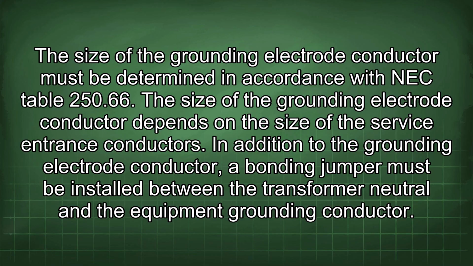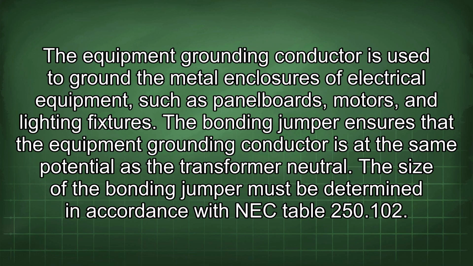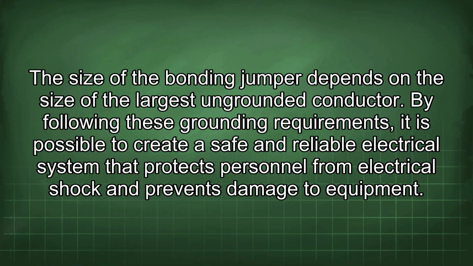In addition to the grounding electrode conductor, a bonding jumper must be installed between the transformer neutral and the equipment grounding conductor. The equipment grounding conductor is used to ground the metal enclosures of electrical equipment, such as panel boards, motors, and lighting fixtures. The bonding jumper ensures that the equipment grounding conductor is at the same potential as the transformer neutral. The size of the bonding jumper must be determined in accordance with NEC Table 250.102. The size of the bonding jumper depends on the size of the largest ungrounded conductor.